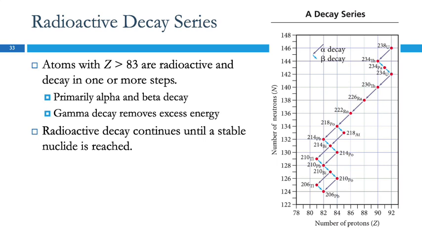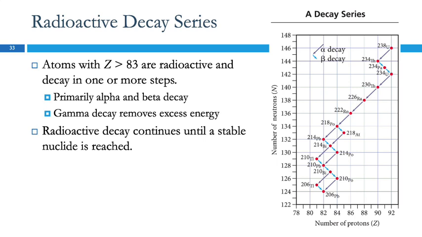Radioactive decay series. When a radioactive nuclide decays, it does not necessarily decay into a stable nuclide. It will generally decay into a more stable nuclide, but the nuclide it decays into may also be radioactive and unstable. This is showing the decay series for uranium-238. All atoms above 83 protons are radioactive. They decay in one or more steps. It's usually alpha and beta decay. If they build up extra energy, then gamma decay will happen to get rid of that extra energy. And the decay will continue until you get to a stable nuclide.